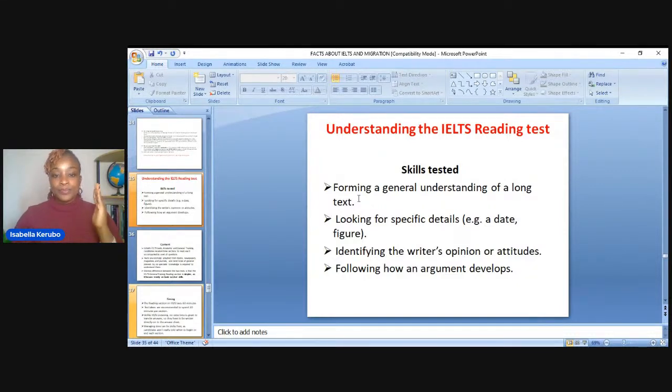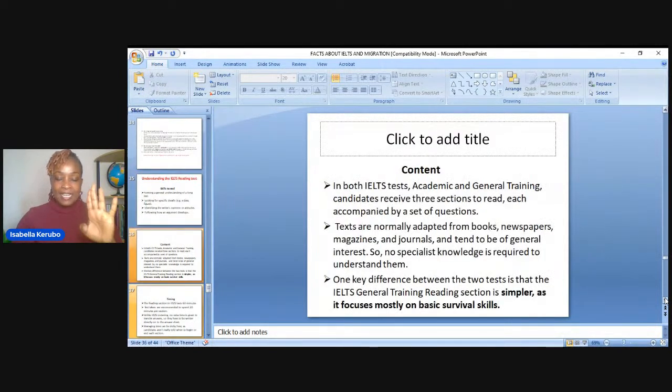All right. And lastly, number four, the last skill that is tested in the IELTS reading test, your ability to follow how an argument develops, your ability to follow through the development of an argument. All right, so this is all you need to know about the 4 skills that are tested in the IELTS reading test. Next, we look at the content.